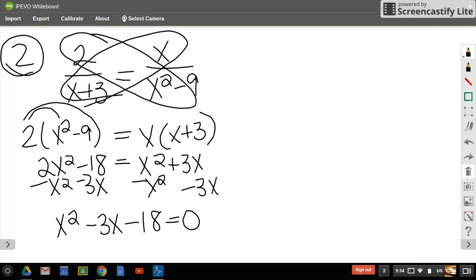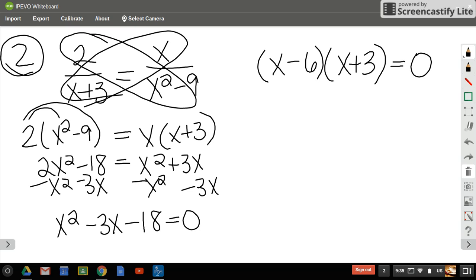And now we can solve that by factoring or quadratic formula. This one is actually easily factorable. It would be x minus 6, x plus 3. And then we can solve, so this would be x equals 6 and x equals negative 3. So those would be our two solutions. Since we solved a quadratic, we usually get two solutions.